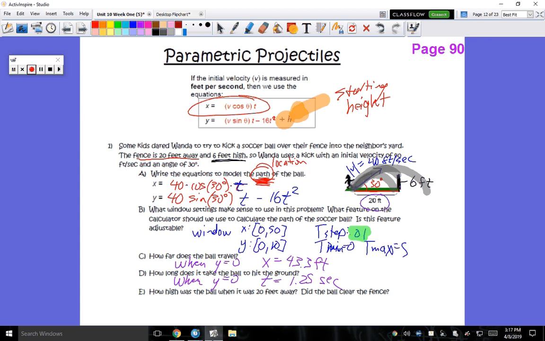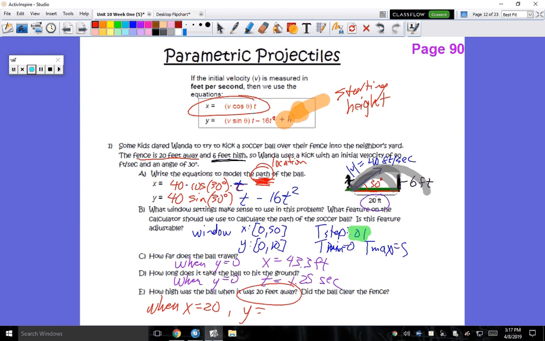And then how high was the ball when it was 20 feet away, and did the ball clear the fence? So guys, this right here, when it's 20 feet away, what is that? X. So when x equals 20 feet, we want to know, what is y? How high is it?